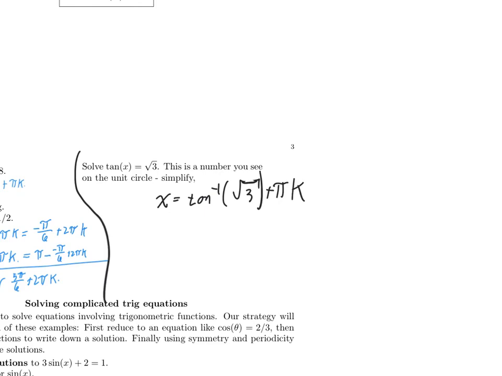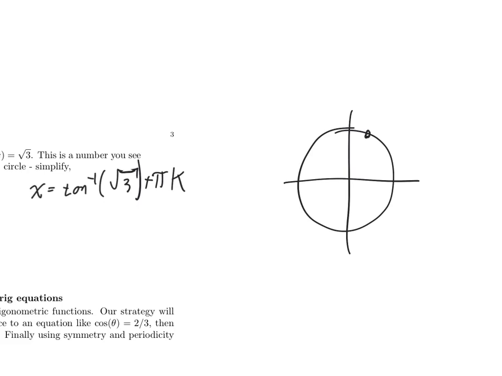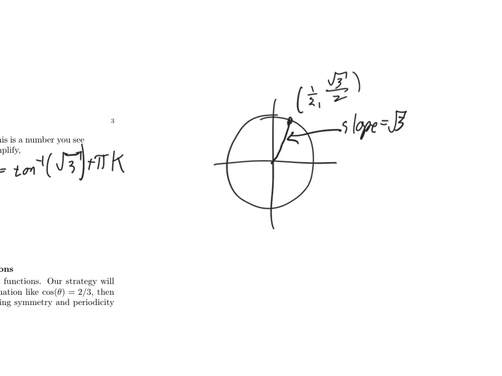But now, look at the unit circle. Do you see a point on the unit circle where the slope of the line from the origin to that point is the square root of 3? You do, right? So you have this point up here, which is at 1/2 comma root 3 over 2. The slope of that line, which remember is tangent, is the square root of 3. So that means the inverse tangent of the square root of 3 is pi over 3.